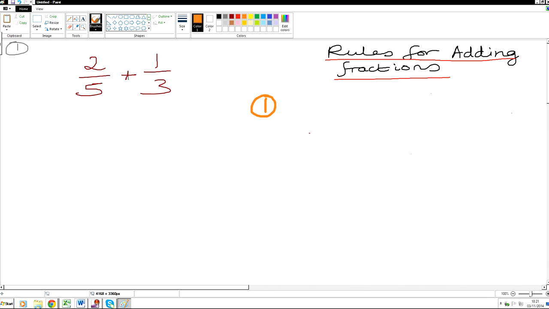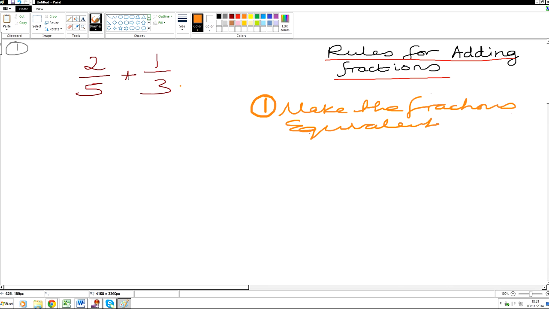Number 1. Whoa, that's a bit too thick, that is. No, it looks nice, dog. Okay, so we make the fractions equivalent. I don't need that for the second one. Okay.